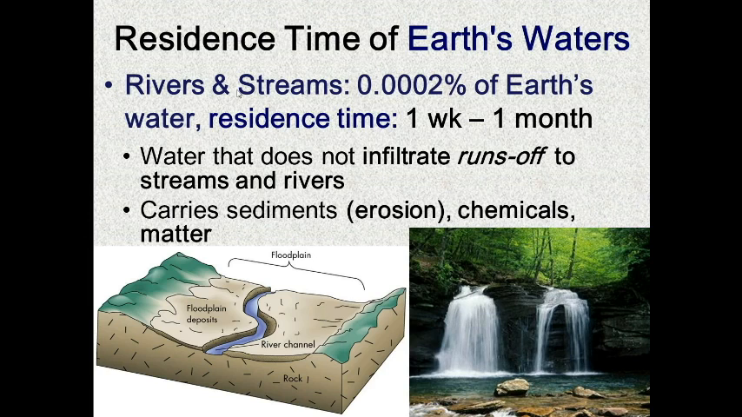So water that does not infiltrate, meaning water that doesn't go into the ground and become part of the groundwater system, runs off to form streams and rivers. Streams and rivers carry sediments, erosion, chemicals, and matter with them.